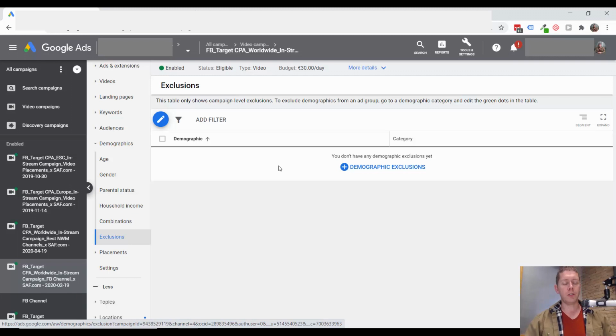So that's what I wanted to show you with exclusions, and really just get you thinking about what you might want to exclude in your campaign. Things, topics, people that might be bringing you low quality traffic. Exclude them and you're going to stop paying for them.